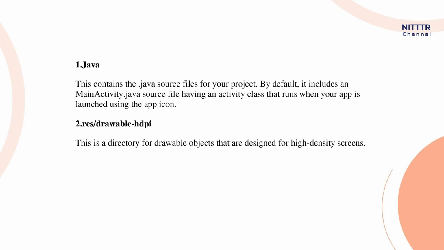So the first one is Java. This contains a .java source file for your project. By default, it includes the MainActivity.java source file, having an activity class that runs when your application is launched using the app icon. Second one is res drawable.